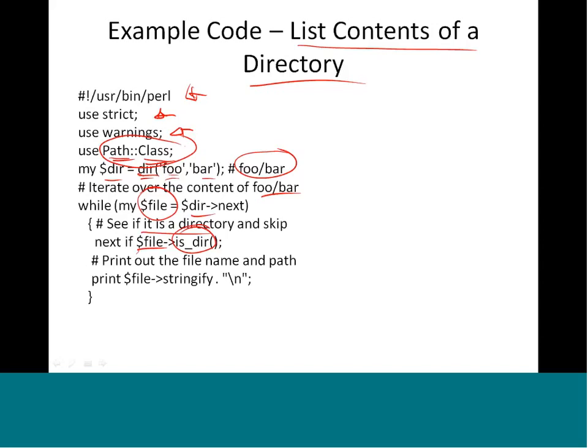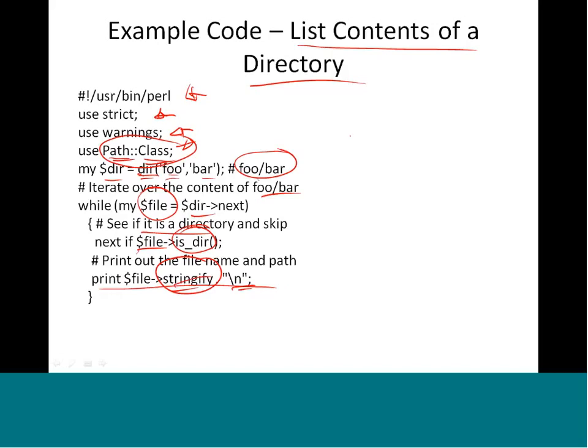If the test is not true, then we print that particular line as a string with the newline character. The stringify is another function specified in this one, which takes the contents of the file, the first one in foo/bar, creates a string out of the whole characters, and then prints out that particular string.